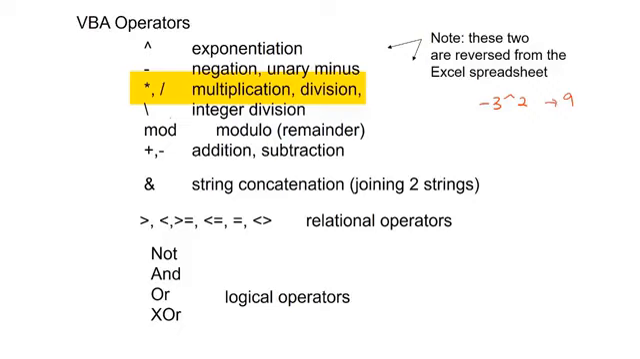Multiplication and division are the asterisk and the forward slash. You can do integer division using backslash. There's a really popular function, at least in this course, it's popular. It's called mod. So that's the remainder. For example, if we did 5 mod 3, that would give us 2. It's going to be used quite a bit in this course. Addition and subtraction, plus and minus.